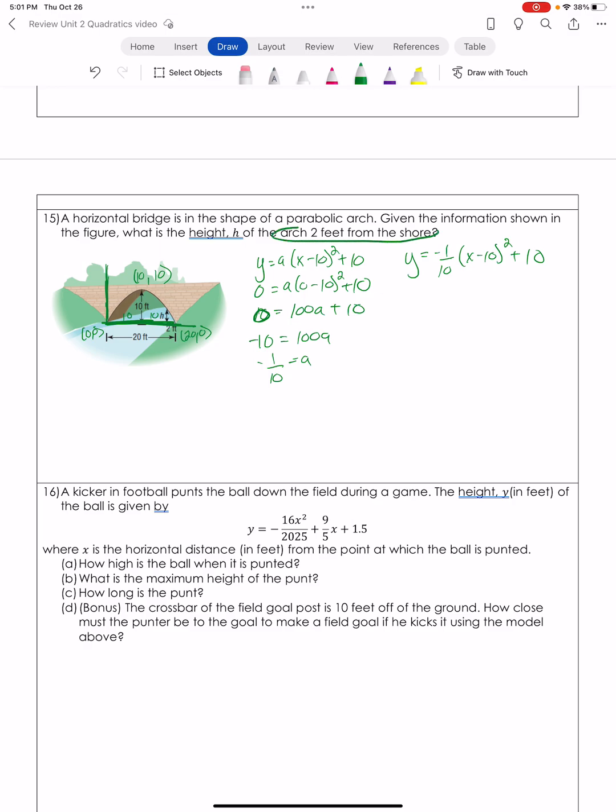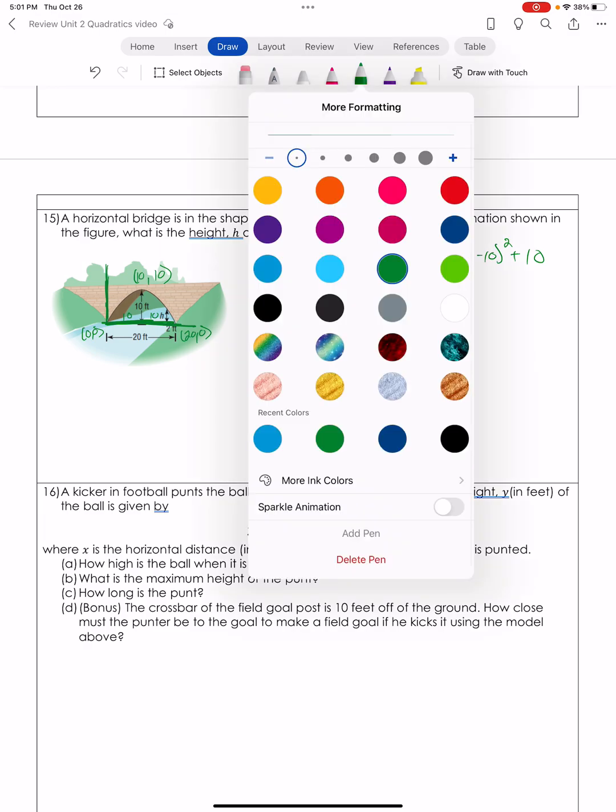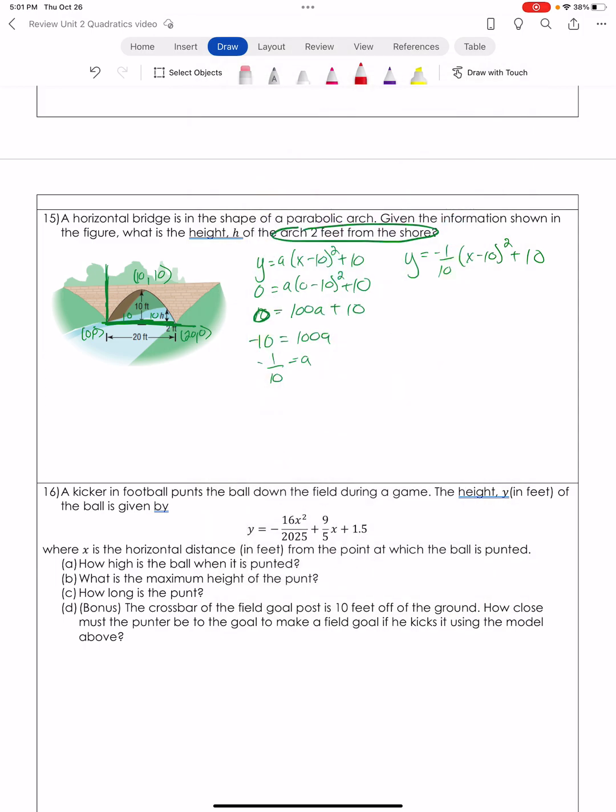It says the arch has to be 2 feet from the shore. So we have a couple options of where we can do this. If we're talking about this 2 feet here, then from here to here, you could plug in 18. But also, this is also 2 feet from the shore, so you could plug into here. It doesn't really matter too much. So I'm going to put in y equals negative 1/10 times 2 minus 10 squared plus 10. And so you end up with y is approximately 3.6 feet.